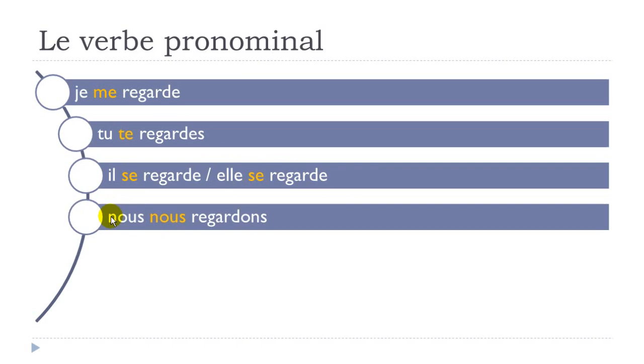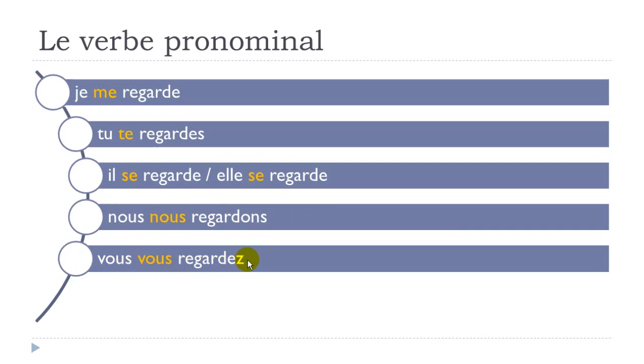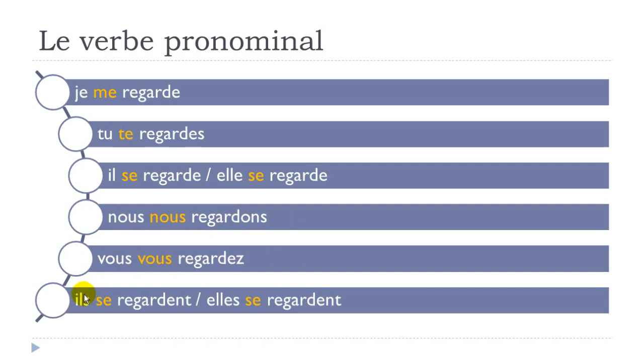Nous regardons. Vous regardez. Il se regarde. Elle se regarde. So now you can see that you've got to add this me, te, se, nous, vous, se before the verb when you conjugate it, okay?